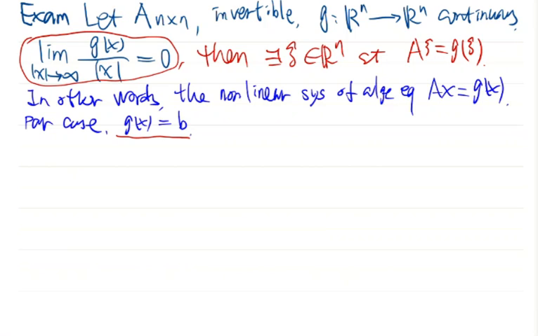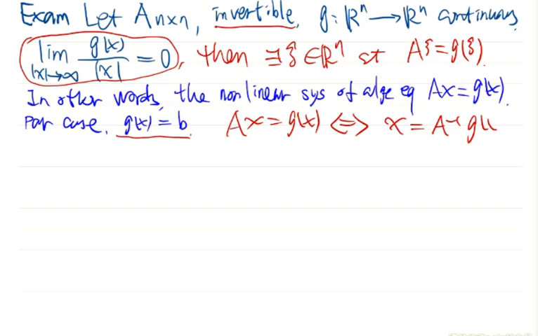So we need to find a radius r large enough, and also find a map so that we can apply the Brouwer fixed-point theorem for the map on the closed ball of radius r, so that the fixed point of the map is the solution we want. Also we see that Ax = g(x) is equivalent, because A is invertible, to x = A inverse g(x).